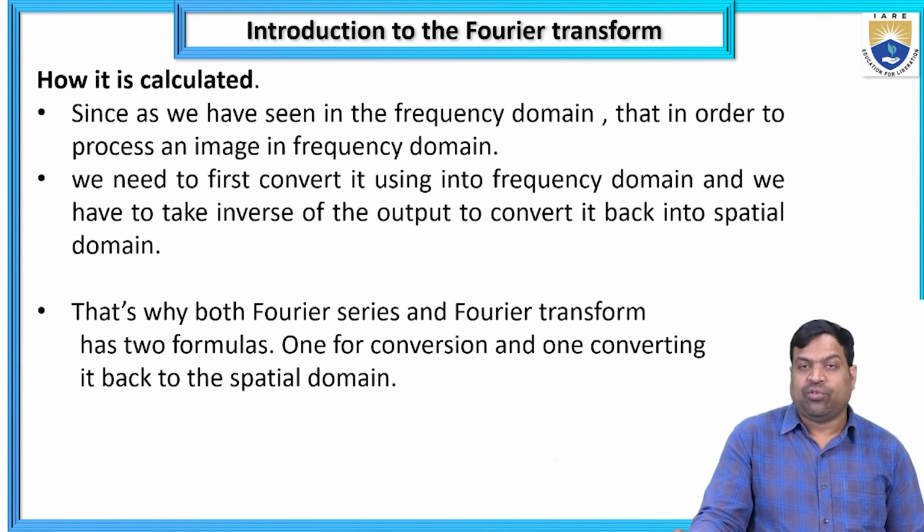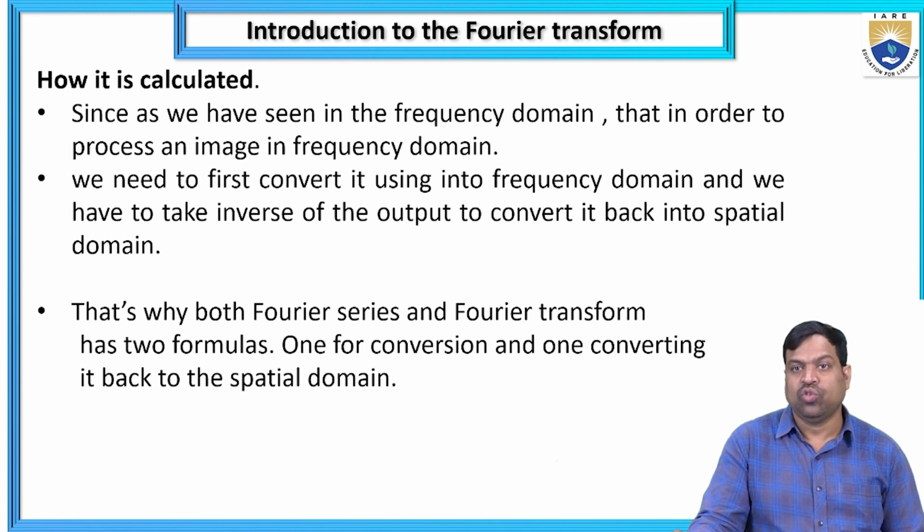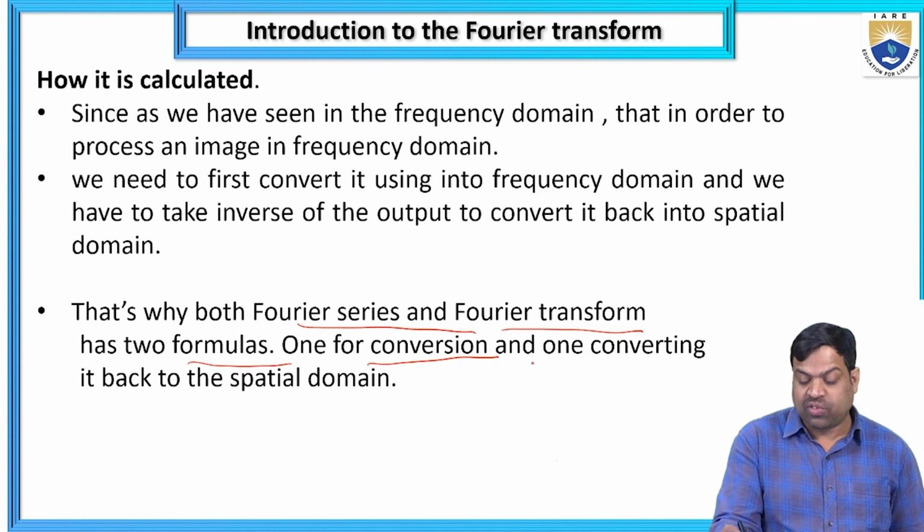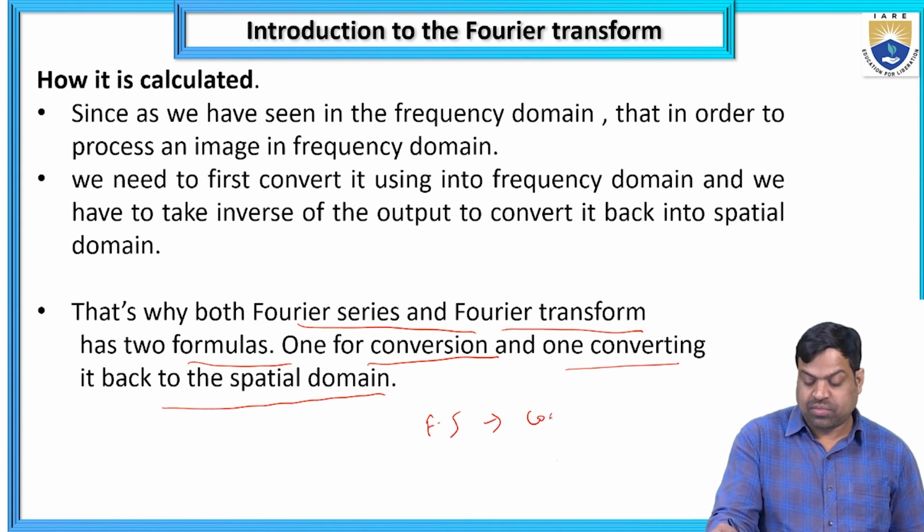How is the Fourier series or Fourier transform calculated? In the order of processing an image in the frequency domain, we need to first convert it into the frequency domain, and then take the inverse of the output to convert it back into the spatial domain. Both the Fourier series and Fourier transform have two formulas, one for conversion and another for converting it back into the spatial domain. The inverse Fourier transform is for converting back.